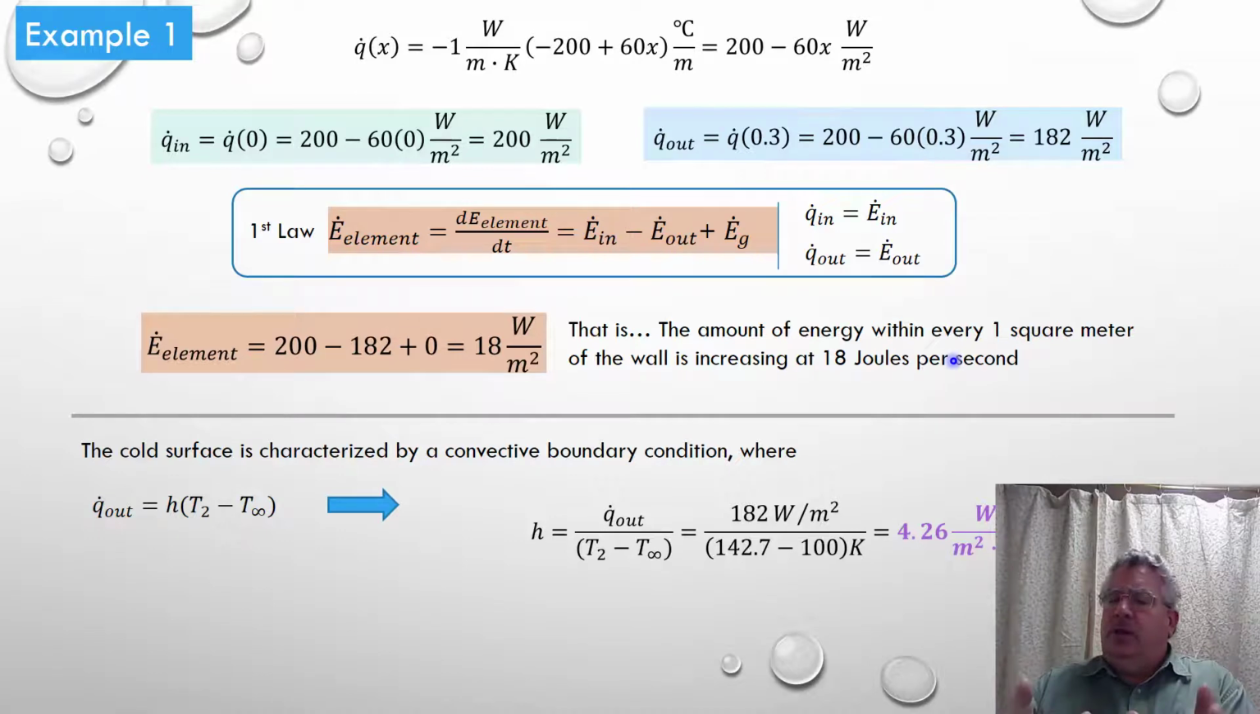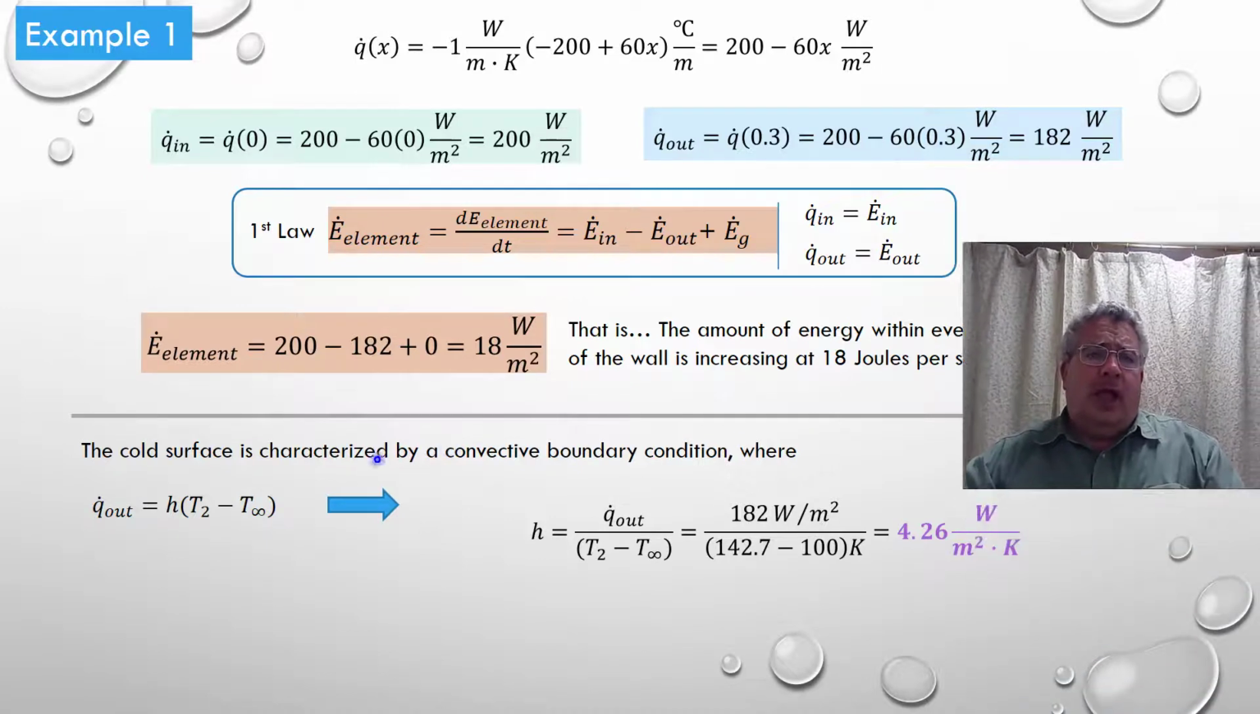Now I want to be very clear about this. For this wall, I'm taking 1 square meter of the wall, but that 1 square meter is 0.3 meters thick. So if you were going to calculate a volumetric energy rate, it's not per 1 cubic meter, it's 1 square meter times 0.3, so it's 0.3 cubic meters. So within every 0.3 cubic meters of this wall, the energy in the wall is increasing at a rate of 18 joules per second. All right, so just be clear on that.